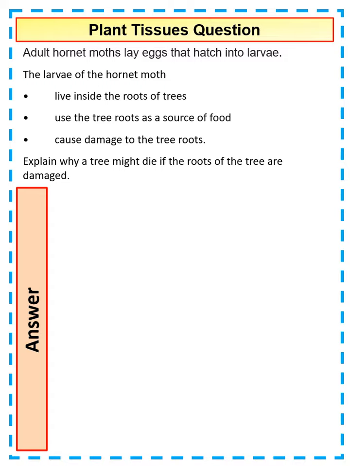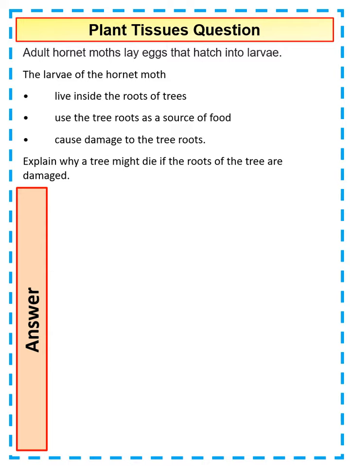So the larvae of the hornet moth lives inside the roots of trees, right? The fact that it's telling you roots is going to be important. So they use the tree roots as a source of food, so they're going to be eating them, and therefore cause damage to the tree roots. When you're reading this question, those are the three important parts of that information.